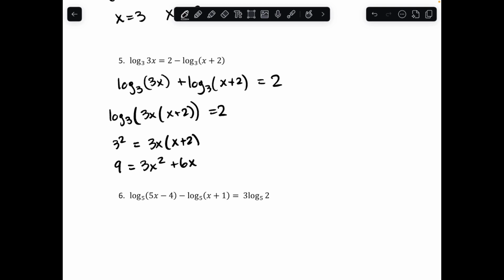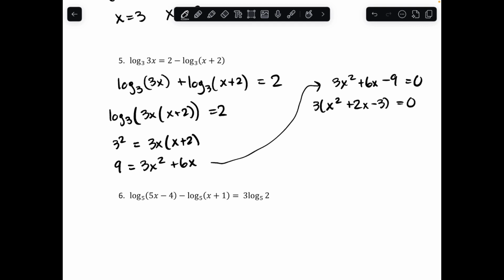We can go ahead and put everything onto one side, and so we are going to get 3x squared plus 6x minus 9 is equal to 0. We can go ahead and factor out a 3, and this becomes 3 times the quantity x squared plus 2x minus 3 is equal to 0. This is then going to factor into 3 times x plus 3 times x minus 1.